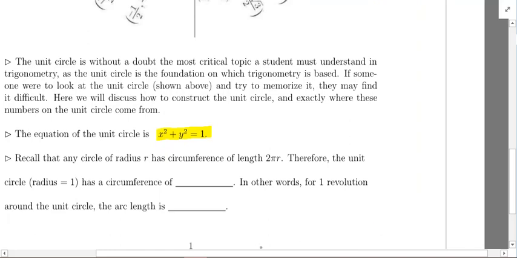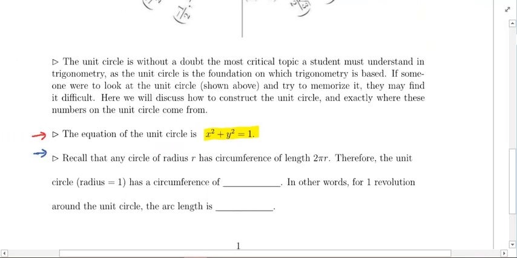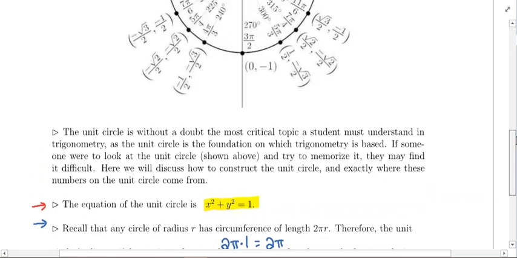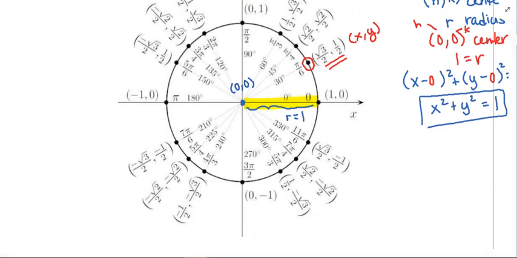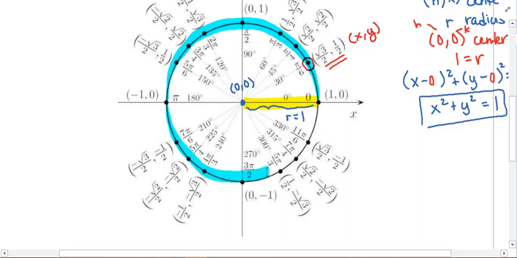What else? If we look at this bullet point, it says we know that any circle of radius r has circumference of length 2πr. Remember, the circumference is the distance all the way around the circle. Since the unit circle has a radius of 1, its circumference is 2π times 1, so the circumference is just 2π. The length all the way around the circle, this blue length, is 2π units, whatever length is being measured in.